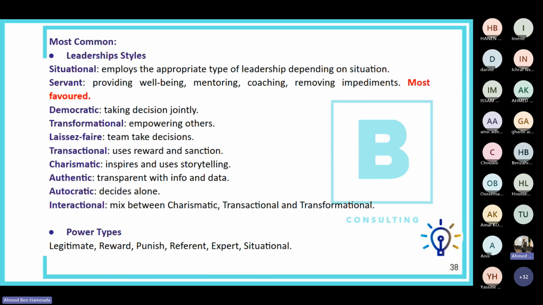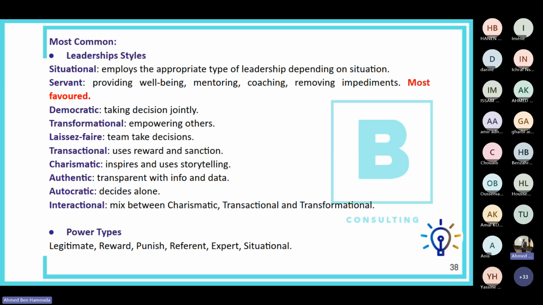Now, let's talk in the last slide about the team and the most common leadership styles. Remember something important, which is that leadership is always situational. That means you employ the appropriate type of leadership depending on with whom you're dealing, the situation, the conditions, etc. PMI always, or mostly, favors the servant leadership style. That's where you apply more of a coaching mindset, resolving impediments, providing well-being, and mentoring to the team.